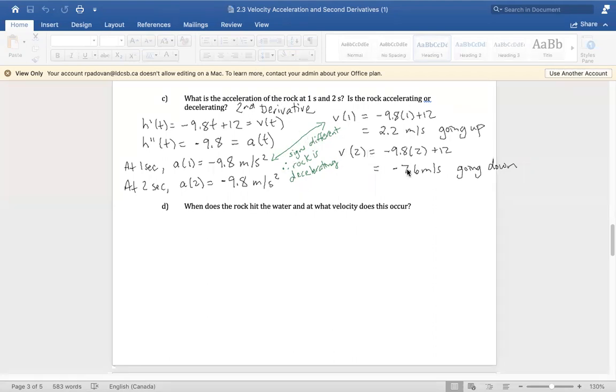So my velocity at 2 is negative, right? And my acceleration at 2 is negative. So here we have the same sign. So therefore the rock is accelerating.